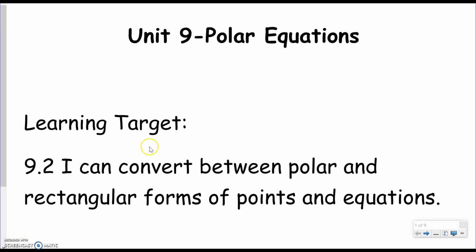Good morning. Today we're going to continue on with polar equations and functions, and we are going to talk about how to convert between polar and rectangular forms of both points and equations. So this one will be a little bit longer than the last lesson.